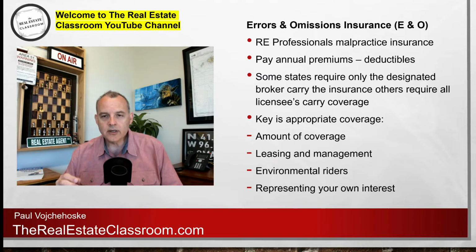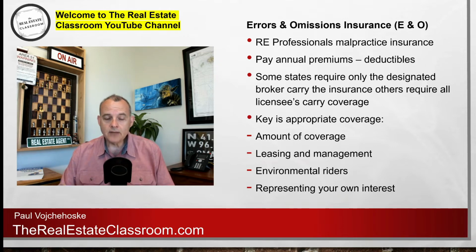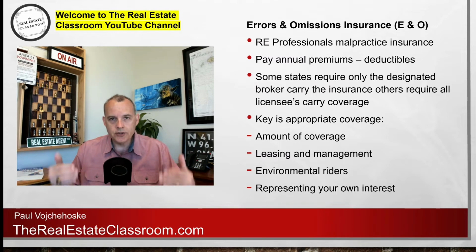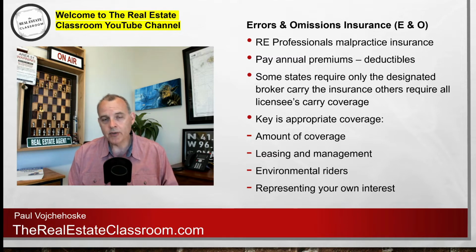Number one is Errors and Omissions Insurance may not be required for every licensee in every state. Some states, very few, only the designated broker is required to carry Errors and Omissions Insurance. And if one of their salespersons or associate brokers gets into some kind of legal trouble, then their E&O insurance covers that licensee. And in most states, though, every licensee, including the designated broker, has to have Errors and Omissions Insurance.